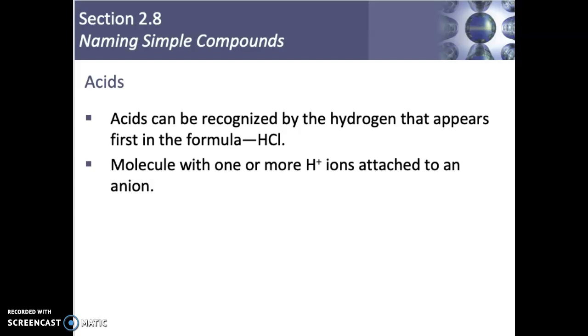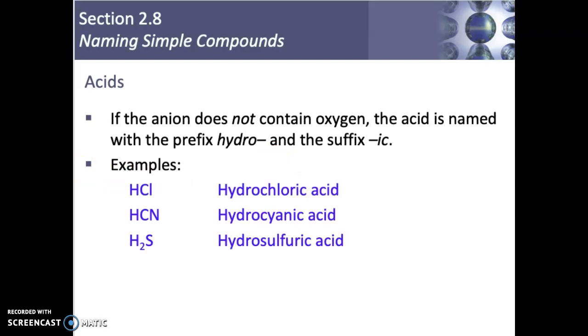A couple of specifics, mainly acids. They get kind of their own naming convention. They're going to be recognized by the hydrogen that shows up first. If you see H something, it's probably an acid, and that means something specific, and we'll get to what it means in a chemistry classroom for something to be an acid soon. So if it does not contain oxygen, the acid is named with hydro and the suffix "ic." So there's no oxygen in any of these, so it's hydrochloric acid, hydrocyanic acid, hydrosulfuric acid.